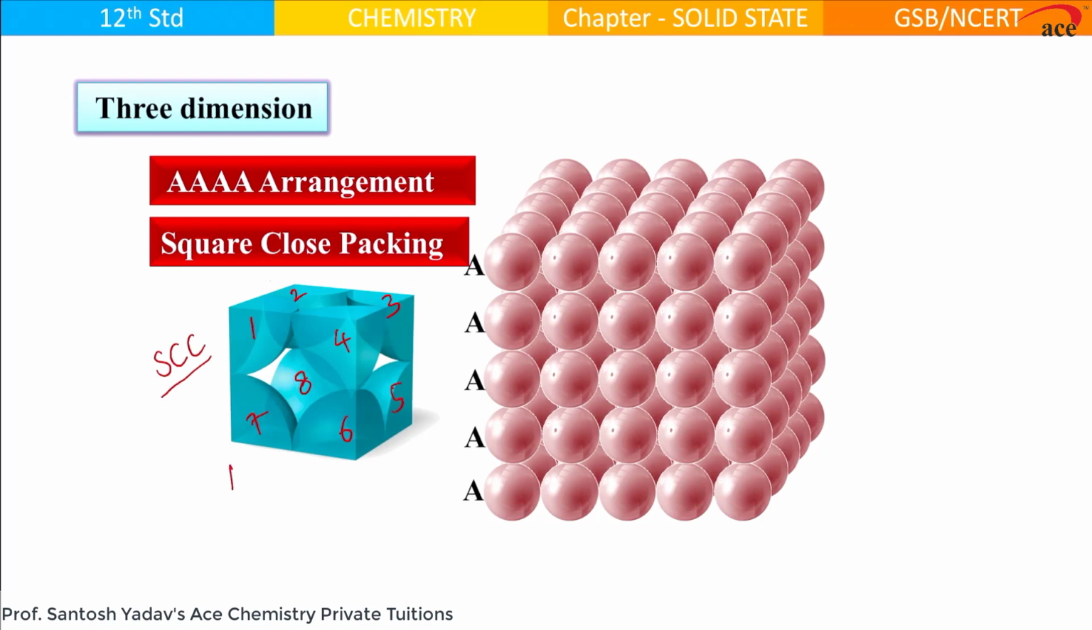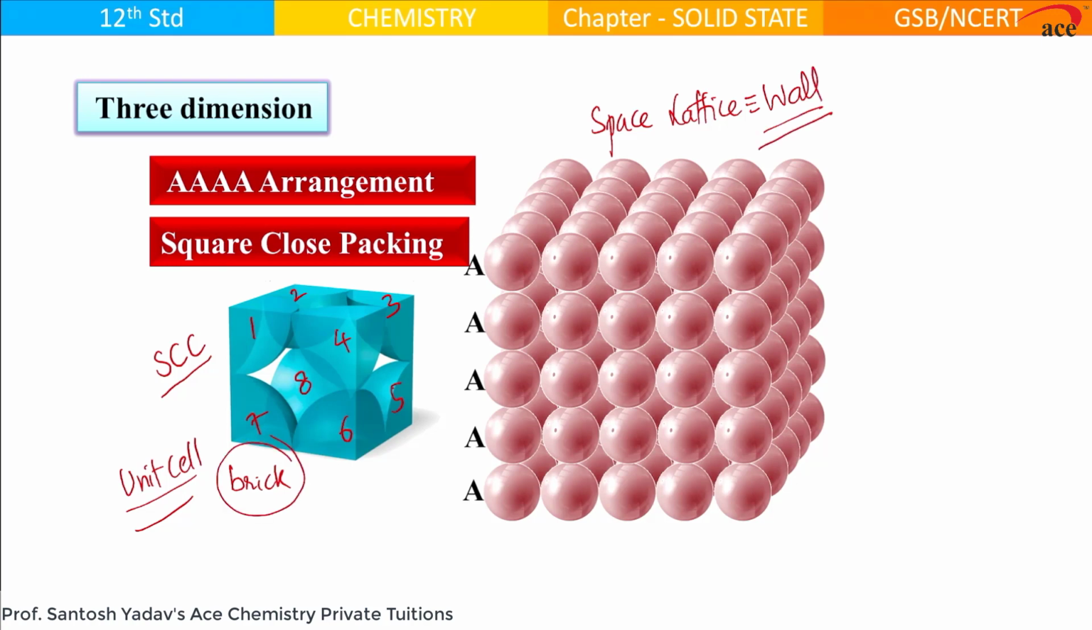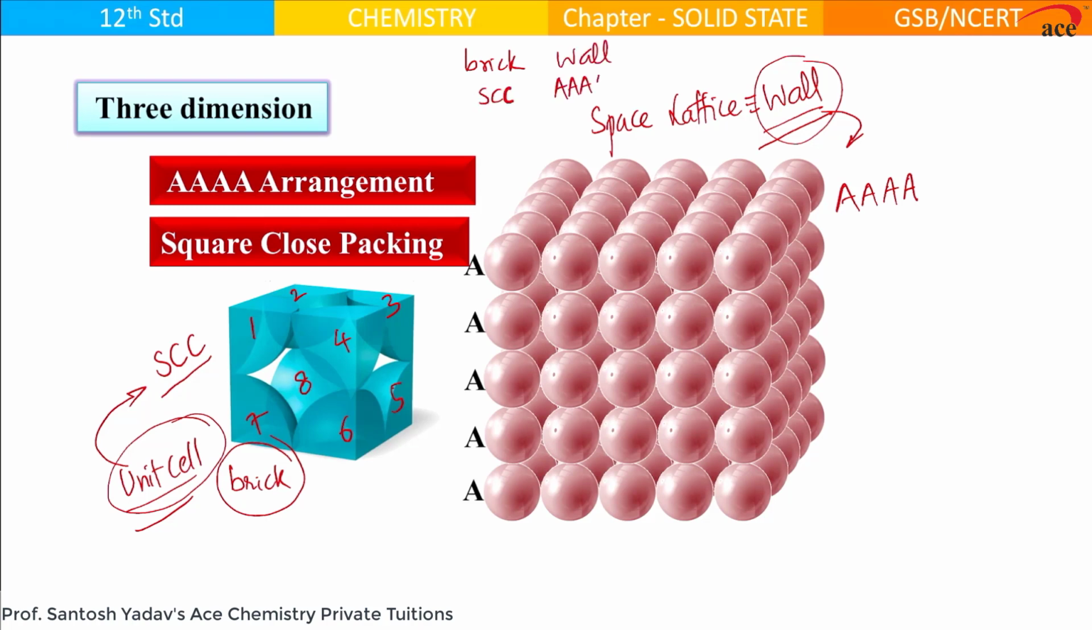Now, if you remember, this is brick. If you remember, unit cell is called as a brick and this is called as space lattice. If you want to know, space lattice is nothing but for us wall. If this is wall, this is the brick, and brick for us is unit cell. And what is the name of unit cell? SCC. And the wall that you get is called as A type of an arrangement. So, we say brick is SCC and wall is A type of packing. This is what we understand.